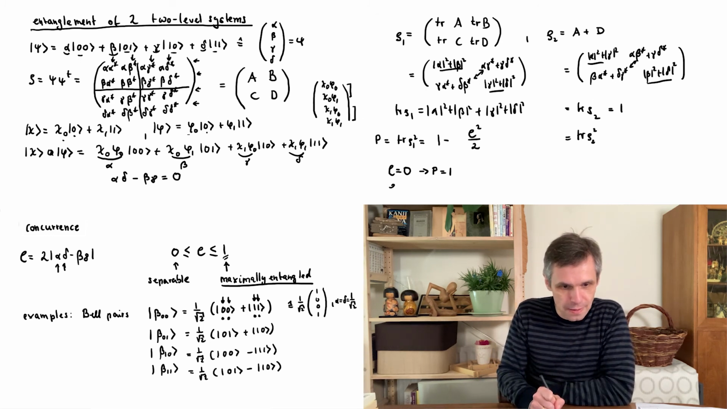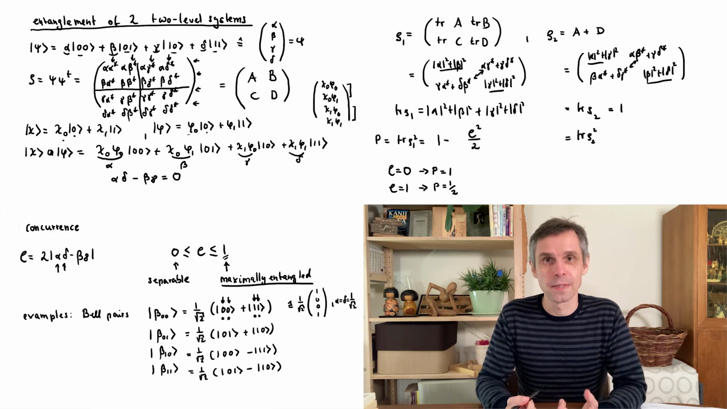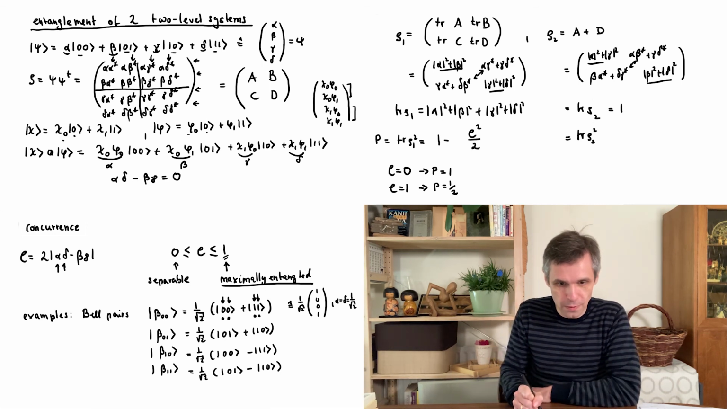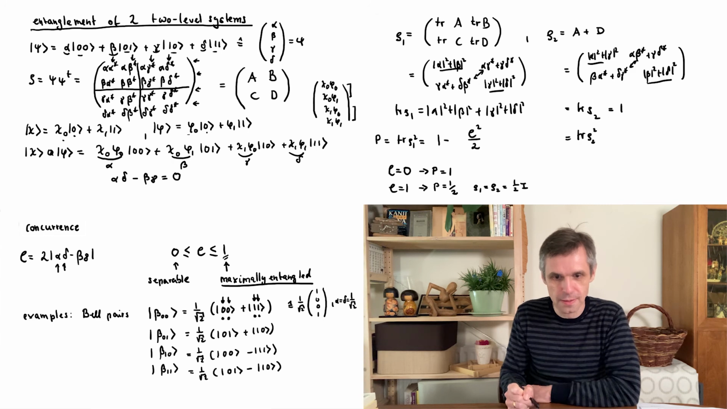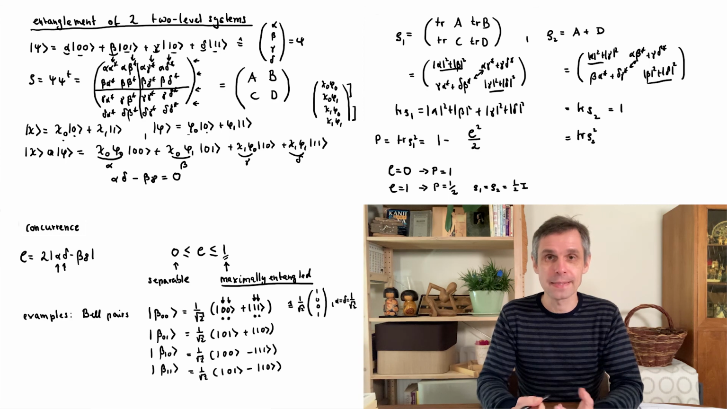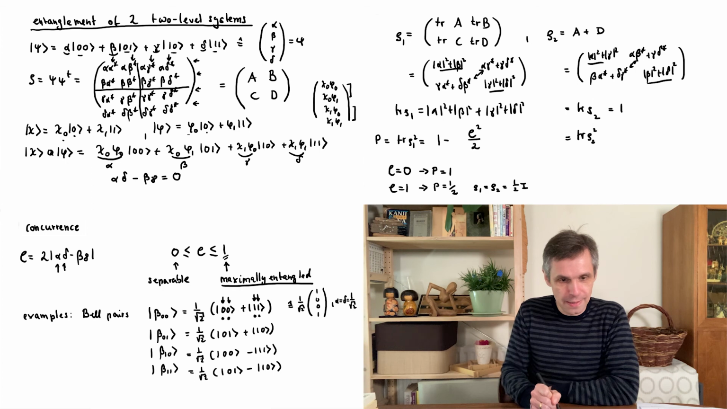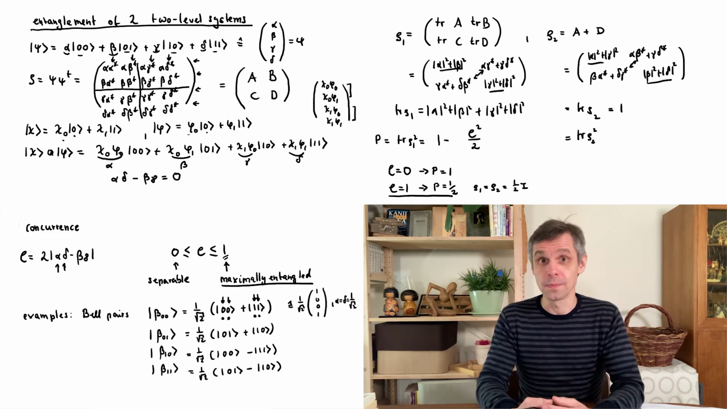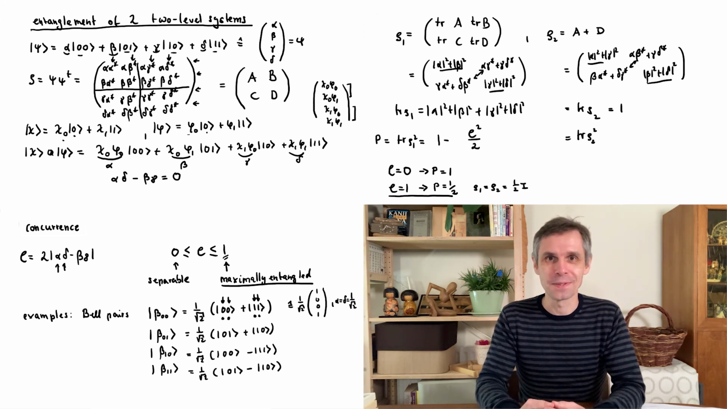And if the concurrence is equal to 1, so we have a maximally entangled state, then the purity is equal to 1/2, which is indeed the smallest value that the purity can take for each of these two-level systems, because this corresponds to the case where each of these reduced density matrices is just 1/2 times the identity matrix. So we are in a maximally mixed state for these two different two-level systems. And this is the case in which we have the maximally entangled states. So the systems cannot be treated as independent, they are very strongly correlated.